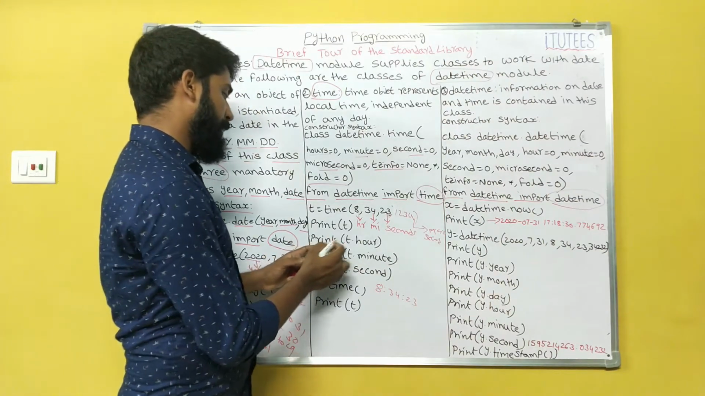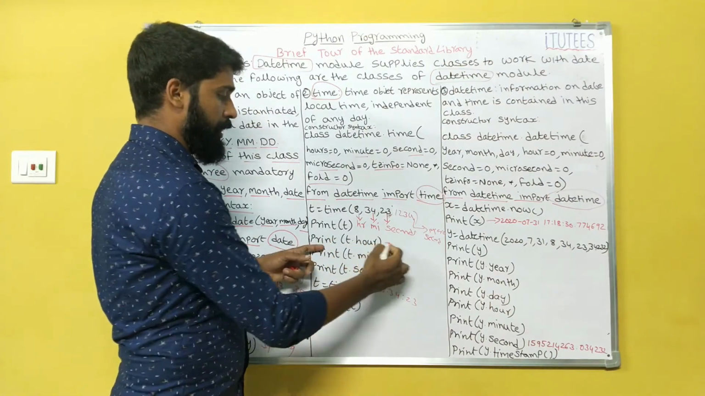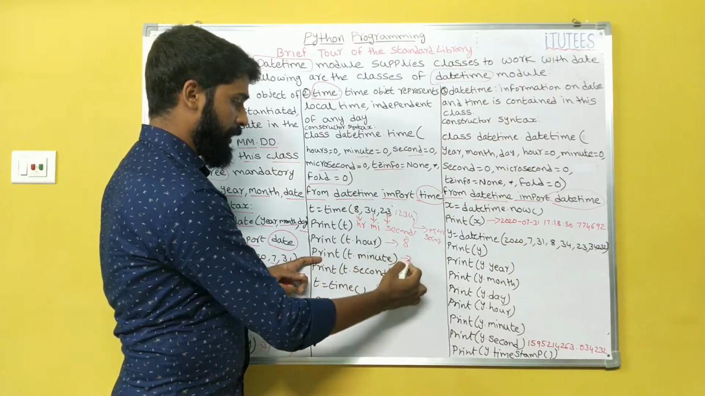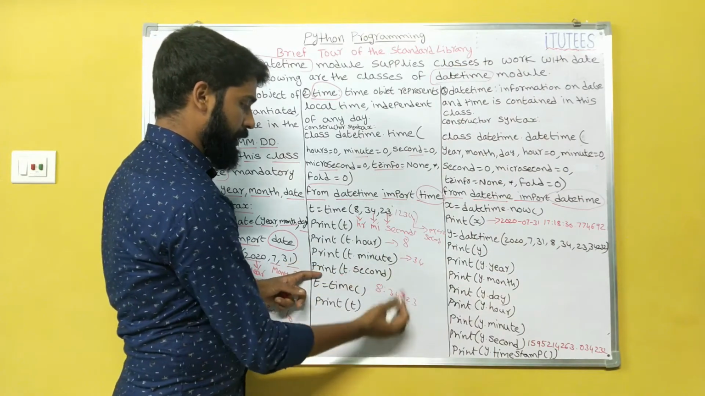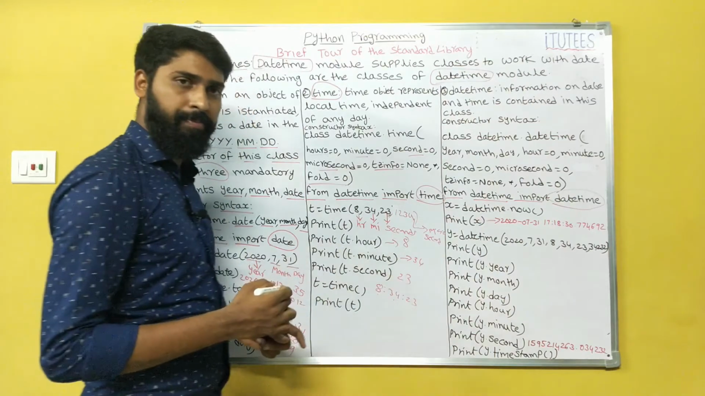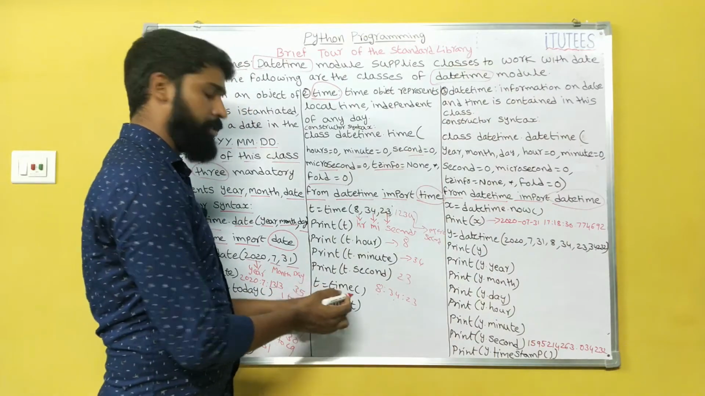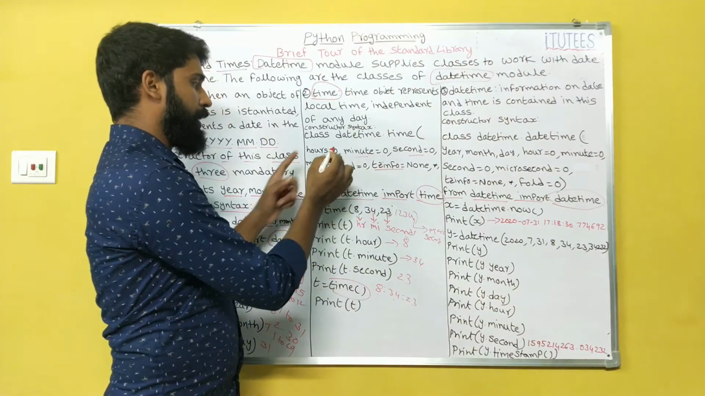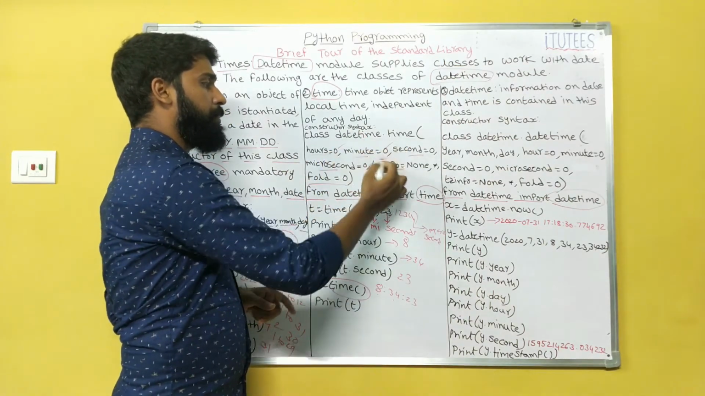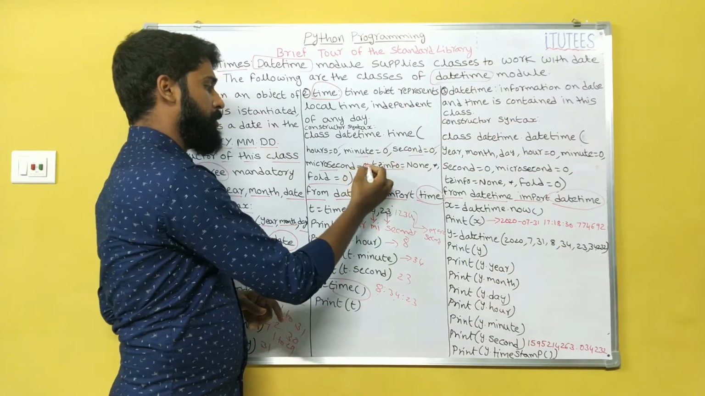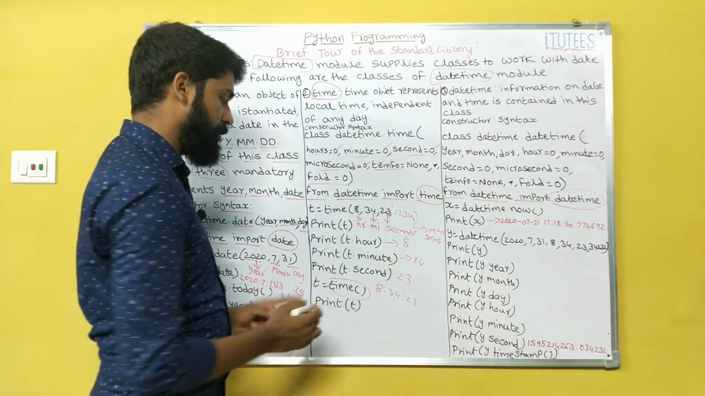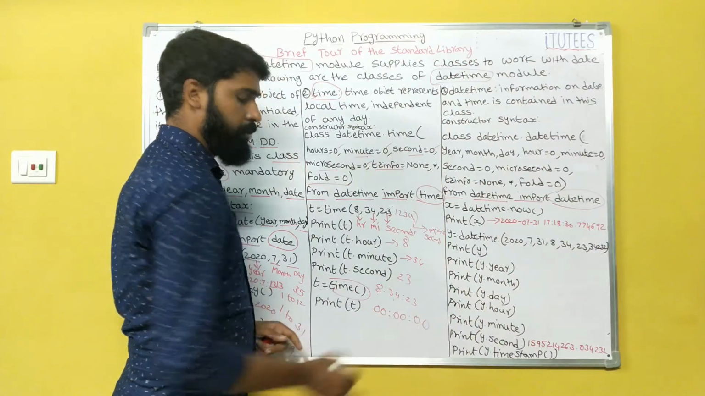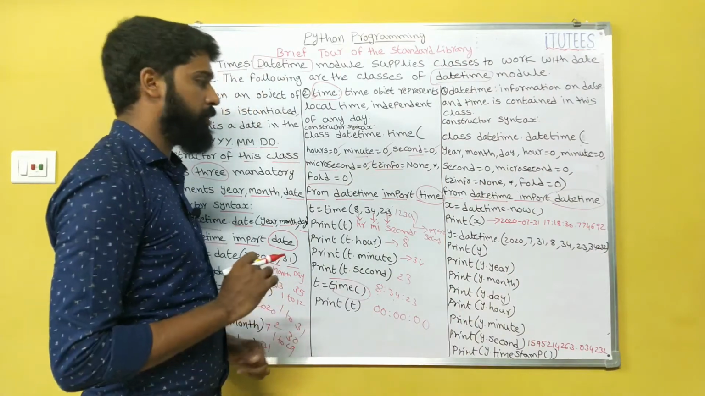Next, print t.hour. What is t.hour? 8. What is t.minute? 34. What is t.second? 23. If I initialize t equals time with no arguments, that means the constructor is invoked. In the constructor, hour equals 0, minute equals 0, second equals 0, microsecond equals 0. So it displays like this. Okay, all initialized with zeros.